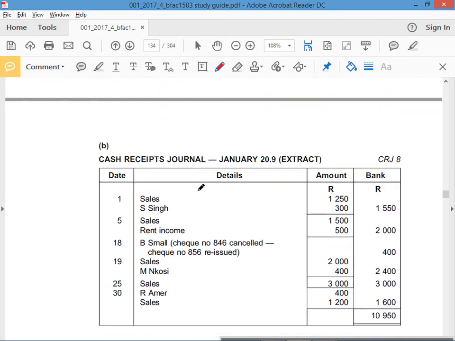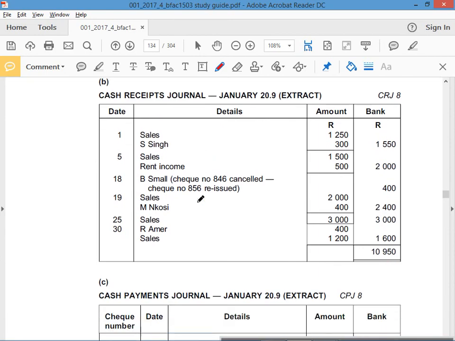Okay, there's your receipts and payments. These are just an extract. See, this is what we're going to look at for a bank recon.